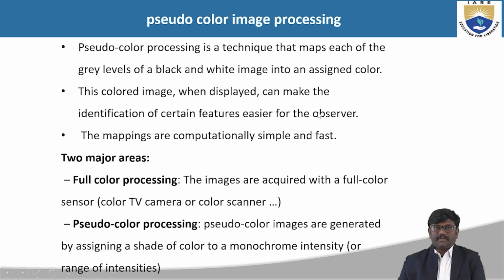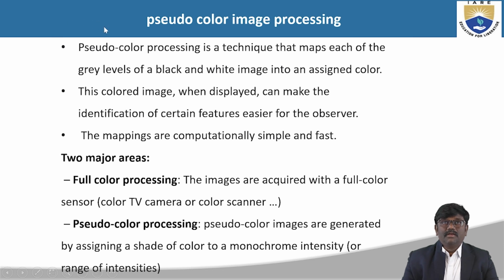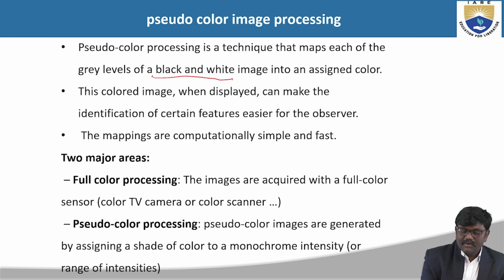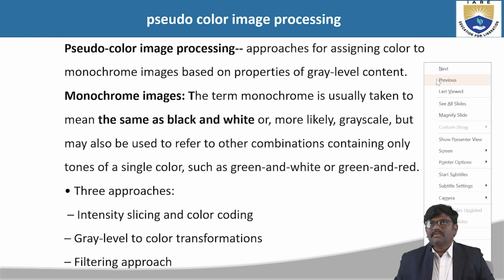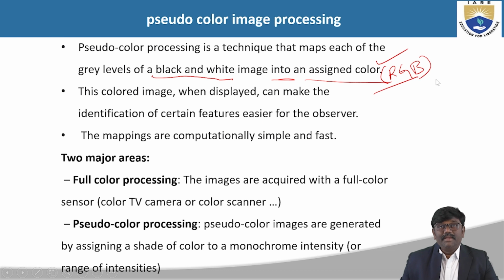Pseudo color image processing is a technique that maps each of the gray levels of a black and white image into an assigned color. What is our color? In terms of RGB color. So this color image, when displayed, can make the identification of certain features easier for the observer. The mappings are computationally simple and fast.